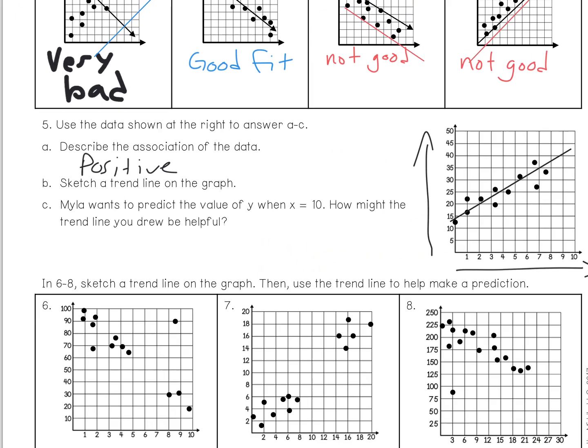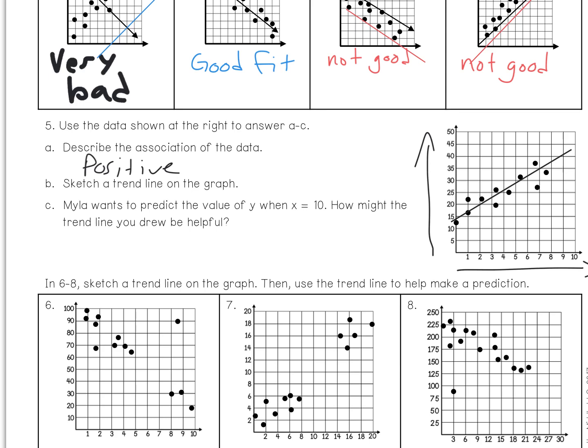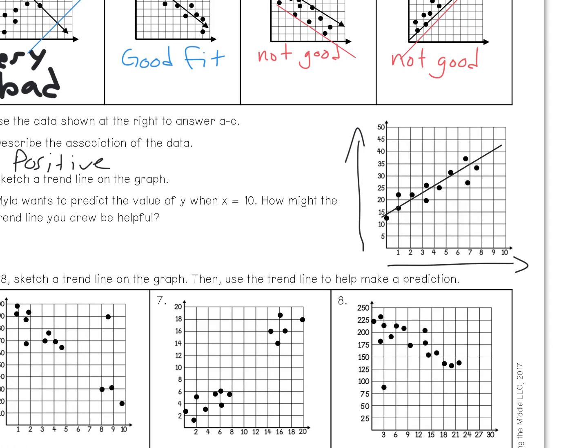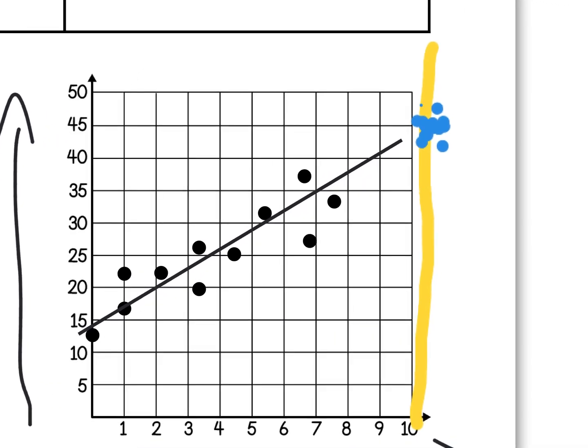Okay, now the last question here is, Mila wants to predict the value of y when x equals 10. So trend lines are useful because trend lines can allow us to make predictions. So what I want you to do is draw a line at x equal 10 all the way up. And it would cross the trend line somewhere up here. So the reason I put a ton of little dots there is because it really could be anywhere in this area.